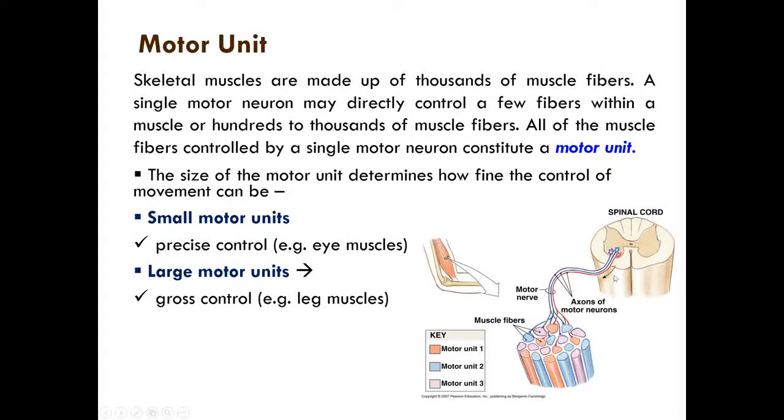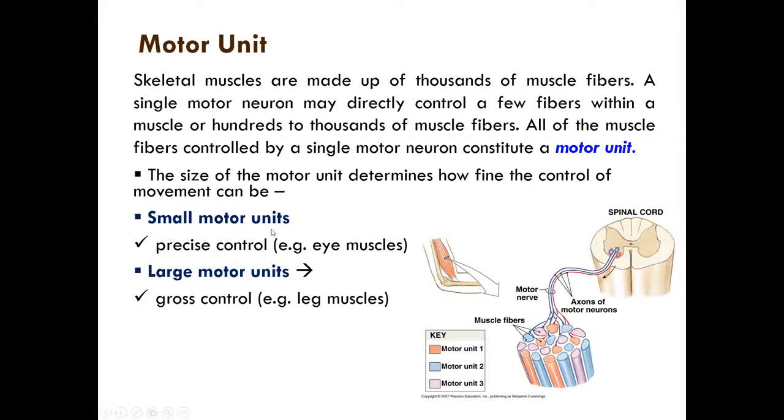That means a single motor nerve can control thousands or numerous muscle fibers at a time, and this total arrangement is called the motor unit. So a single neuron, many muscle fibers. There are two types of motor unit: one is the small motor unit, and the other is the large motor unit.